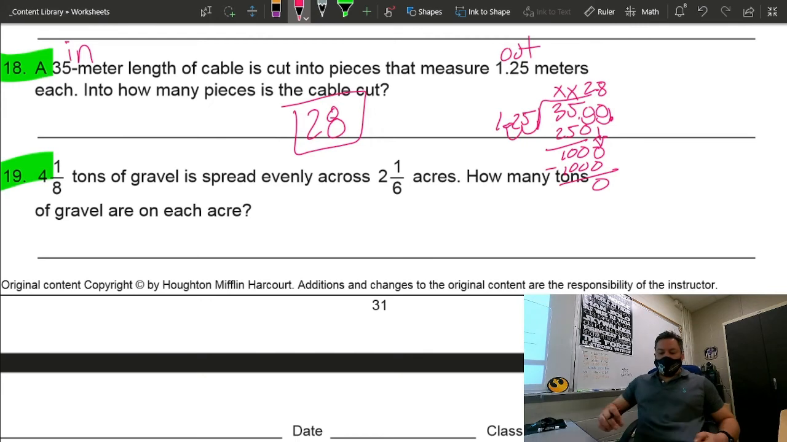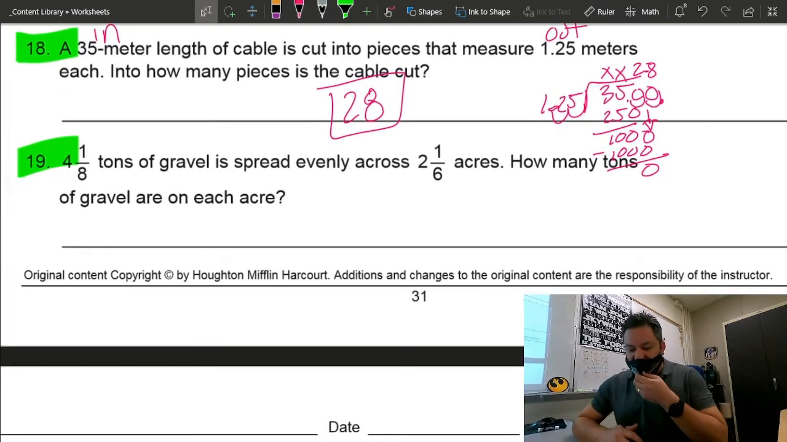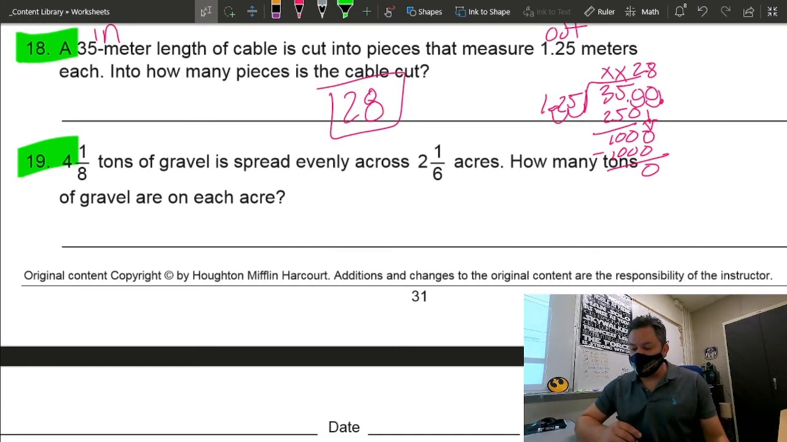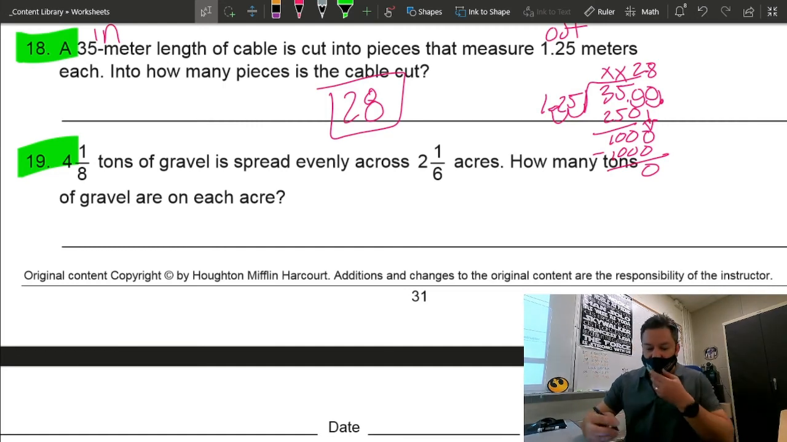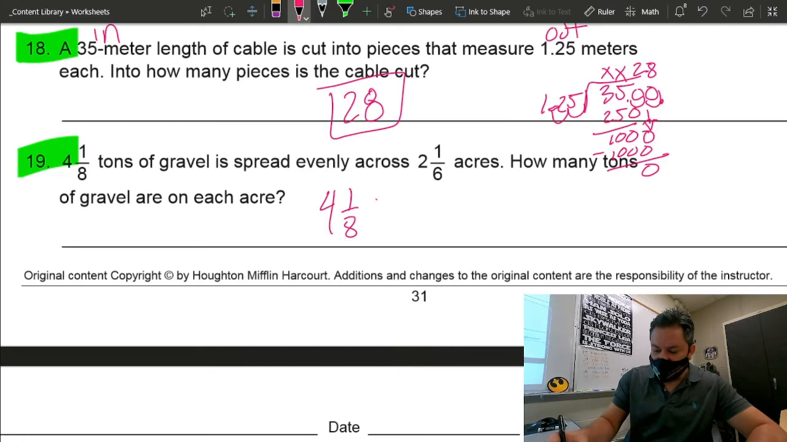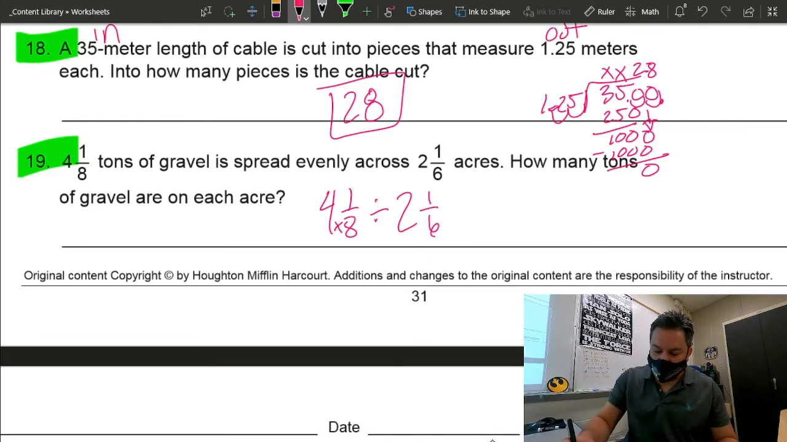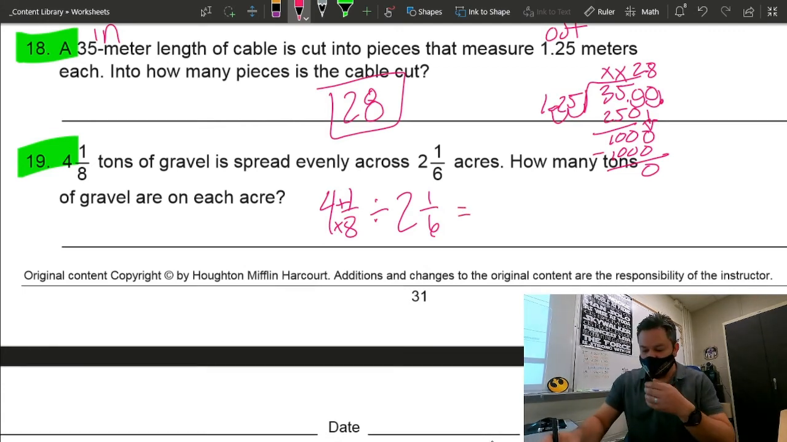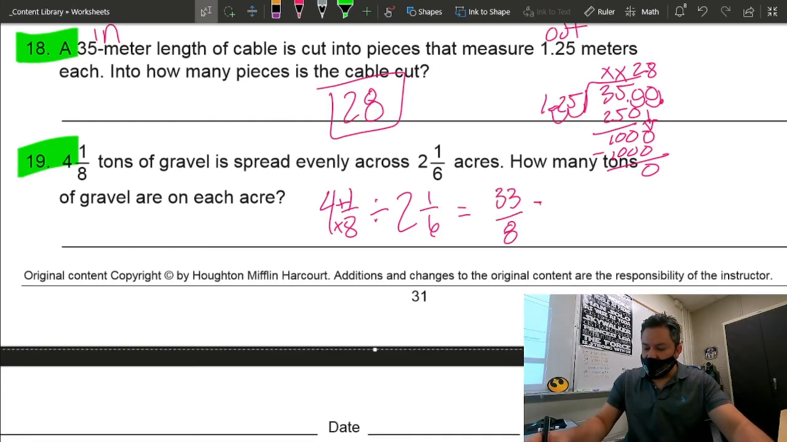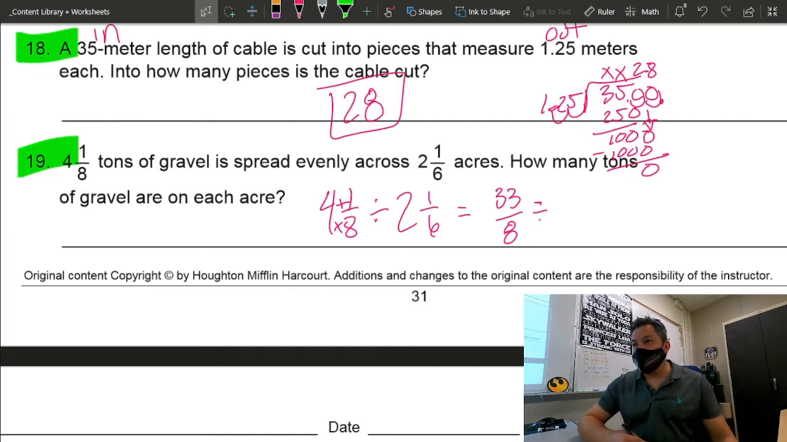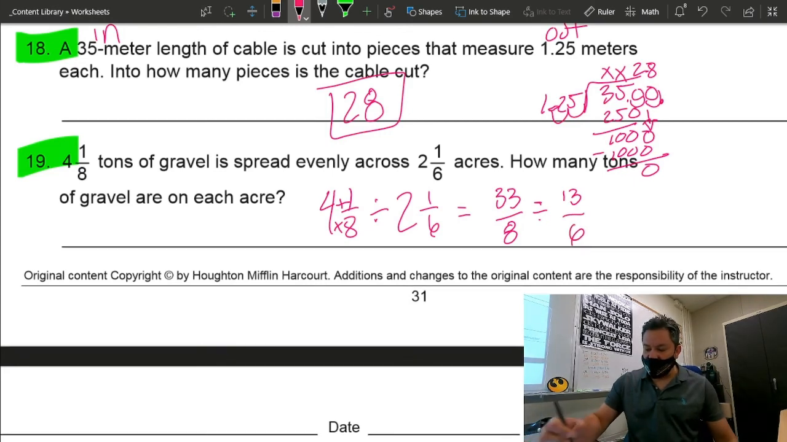Number 19. 4 1/8 tons of gravel is spread evenly across 2 1/6 acres. How many tons of gravel on each acre? Again, so we have 4 1/8 divided by 2 1/6. First, we gotta convert them into improper fractions. Multiply and add. 8 times 4 is 32 plus 1 is 33, and the bottom is 8. Divided by 2 times 6 is 12 plus 1 is 13, and the bottom is 6.